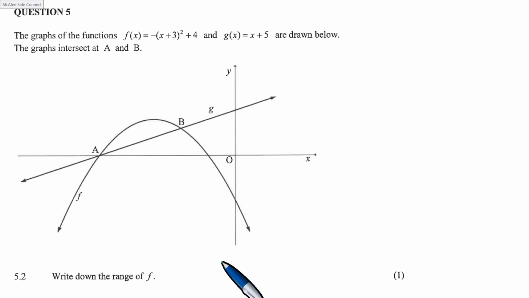Right, so the next question is just 1 mark. And as I said, sometimes I'm going to engage your thoughts. Anyone? 5.2 says write down the range of f. The graph is there. I'm giving you like 2 minutes. I know it's 1 mark. It's too easy. Right, so anyone?